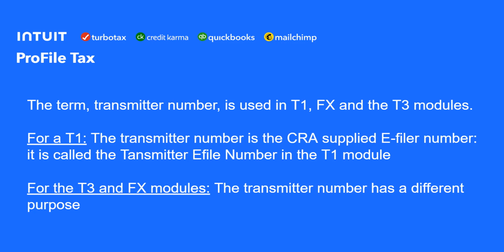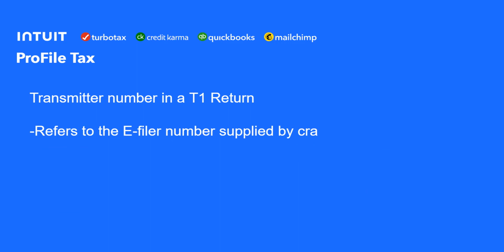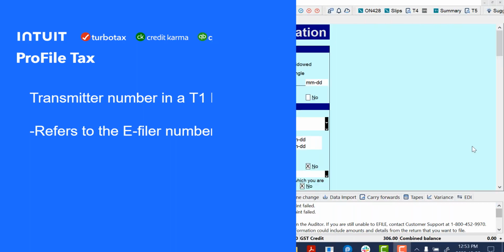And then for T3 and FX, for filing slips, the transmitter number is required and it has a different purpose. It's an identifier that goes in every XML. So a T1 return requires an e-file number and it's supplied by CRA.